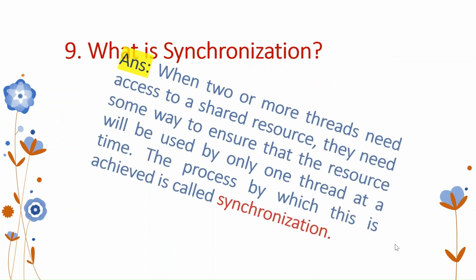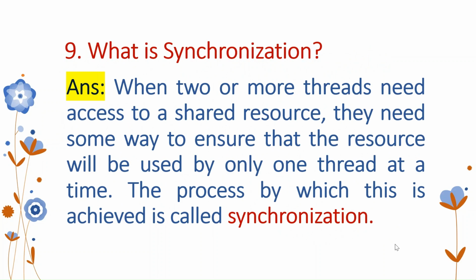What is synchronization? When two or more threads need access to a shared resource, they need some way to ensure that the resource will be used by only one thread at a time. The process by which this is achieved is called synchronization. Many threads are competing for a shared resource, but only one thread can get a chance to access it. If you want only one thread to use the shared resource at a time, you can go with the concept of synchronization.